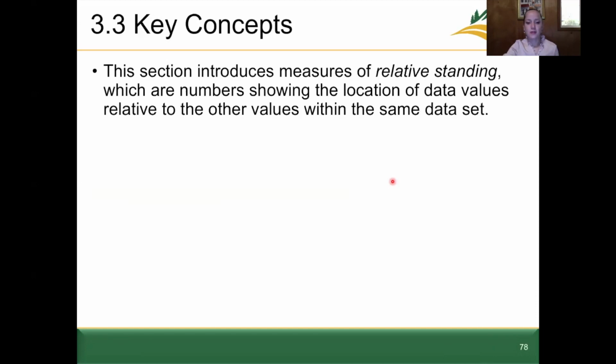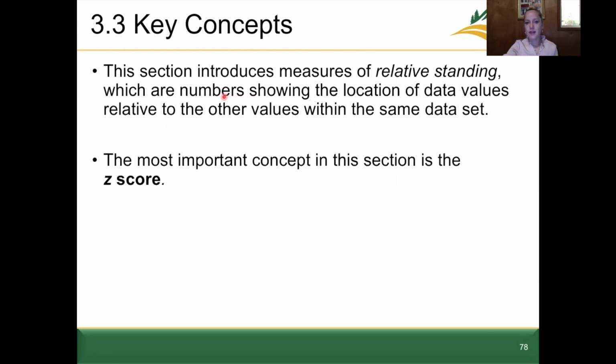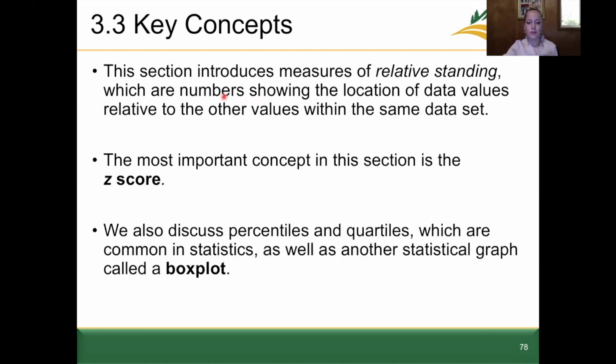This section introduces measures of relative standing, where relative standing are numbers showing the location of data values relative to the other data values within the same data set. Related to relative standing, we'll cover the z-score and how to calculate that. That's the most important concept in this section. Though also importantly, we'll go through percentiles and quartiles, and from there, we'll be able to create a box plot.